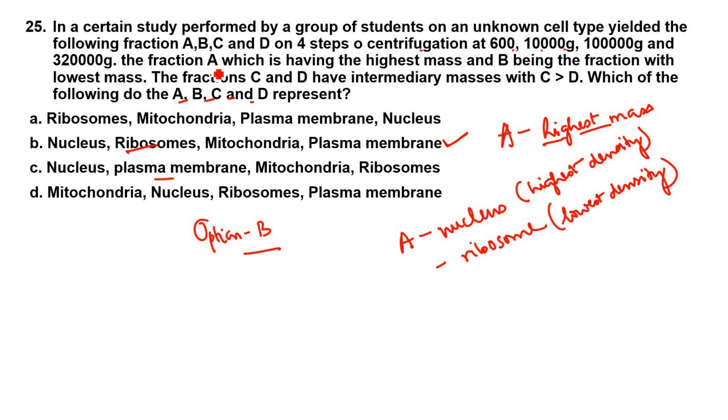So read the question. Here in the question, it is said that fraction A has the highest mass. So which is the organelle which has the highest mass in a cell? Nucleus. So you can eliminate options A and D. Now move further and read the remaining sentence: B being the fraction with the lowest mass. Which is the organelle which has the lowest mass? It is the ribosome. So B will be ribosome. Now is it clear?